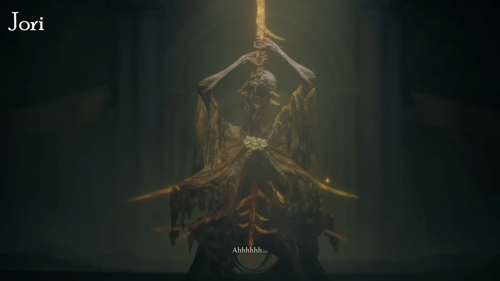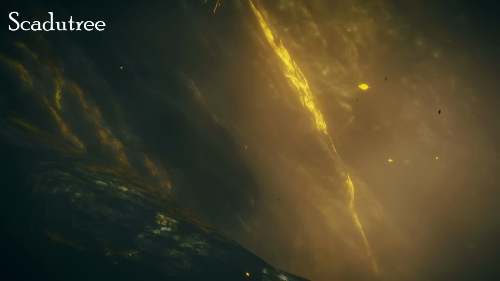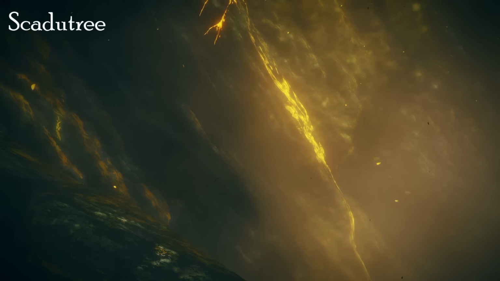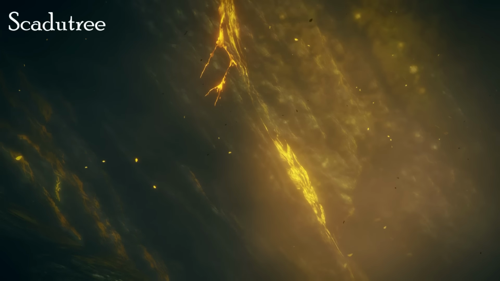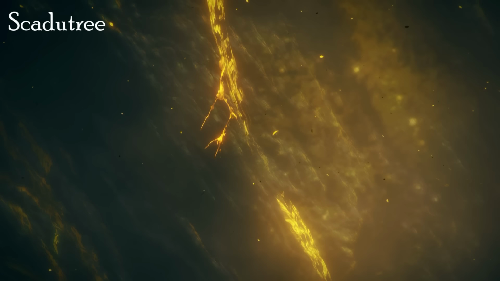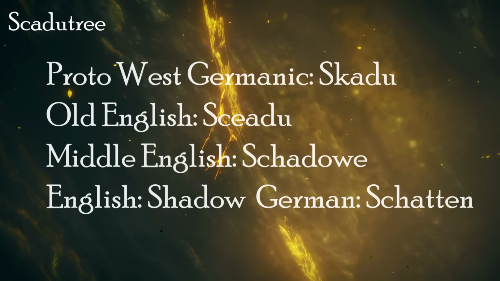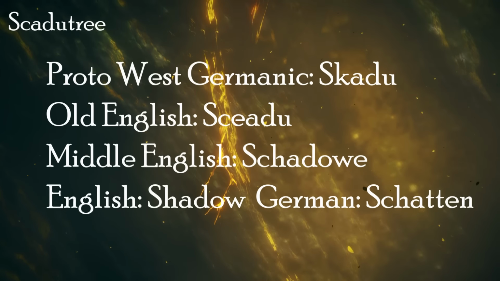Let's finish off with the Scadutree, which is of course the central and defining feature of the Shadow Realms, just like the Erdtree in the Lands Between. As I mentioned, these names both come from Proto-Germanic, with Erd meaning earth, and Scadu meaning shadow. You can see how the gradual softening of the K gives rise to words like shadow and other related words like shade.